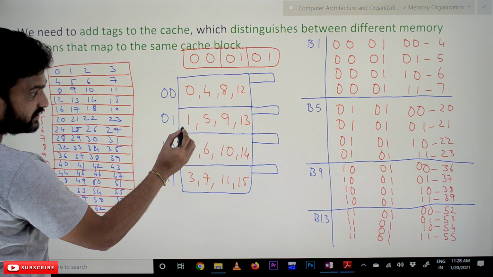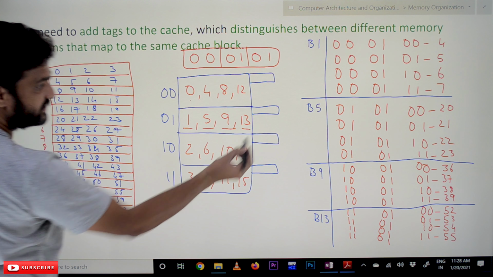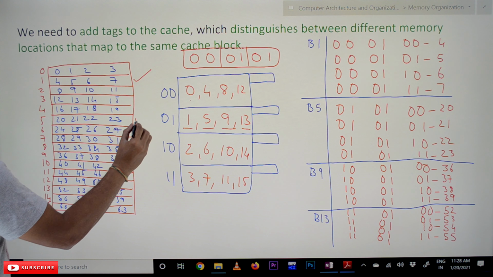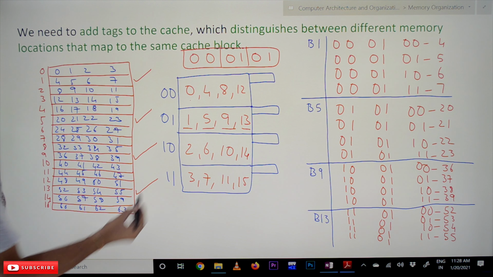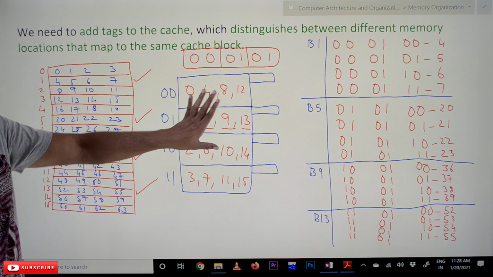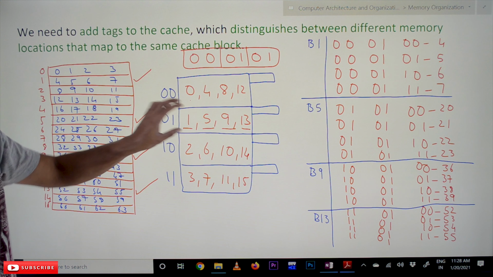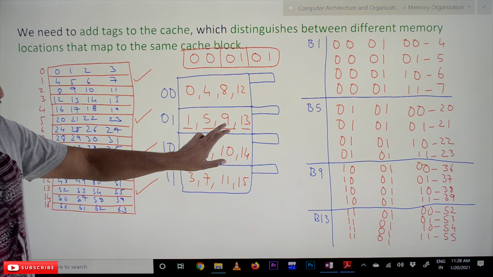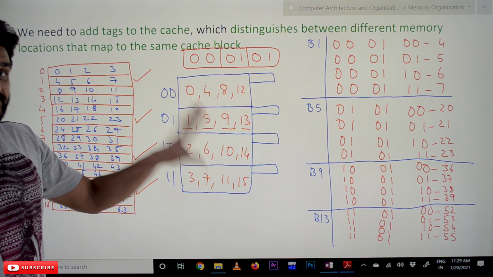In line 1, the blocks that can reside are 1, 5, 9, 13. See here, line 1: block 1, block 5, block 9 and block 13. These are the blocks that can get accommodated on this line 1. On line 1, either the first block, the 5th block, the 9th block or the 13th block has to be transferred.